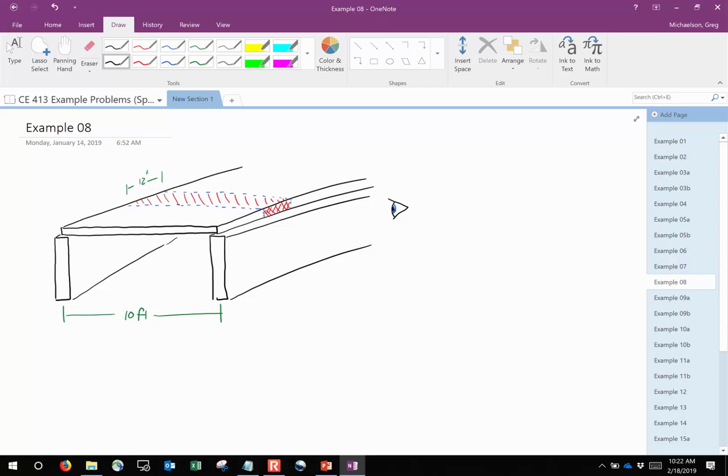So if we're standing on this side of the beam looking like this, I want to look at sort of this cross section.